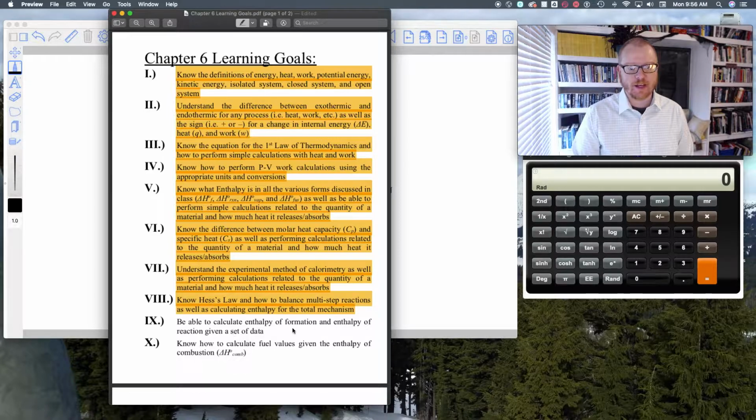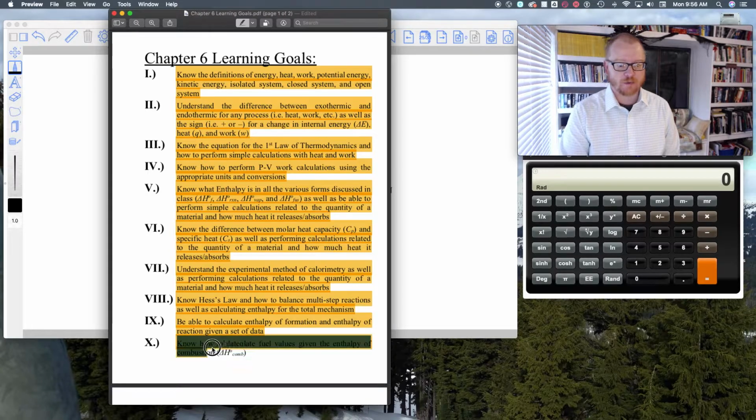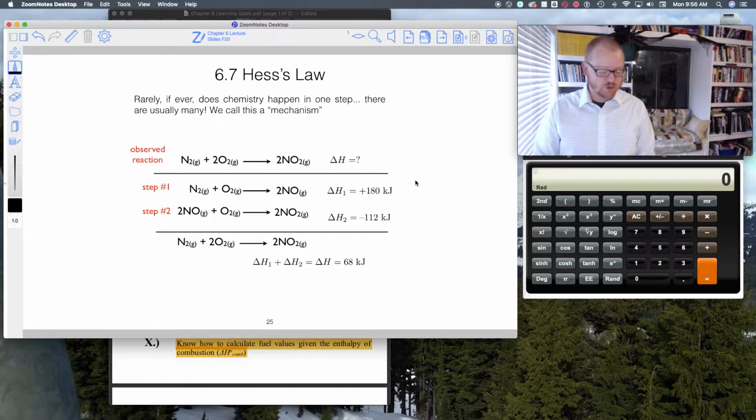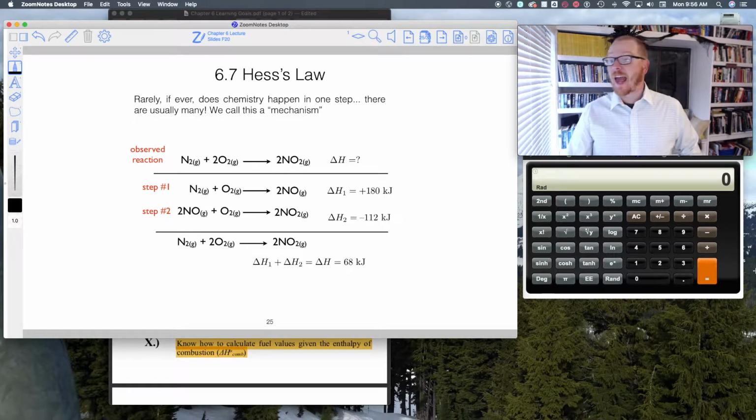Be able to calculate enthalpy of formation and enthalpy of reaction. There's a formula that goes along with this. This will be pretty straightforward. And then know how to calculate fuel values given the enthalpy of combustion. Okay, so we're going to wrap it all up. So to start, Hess's law.